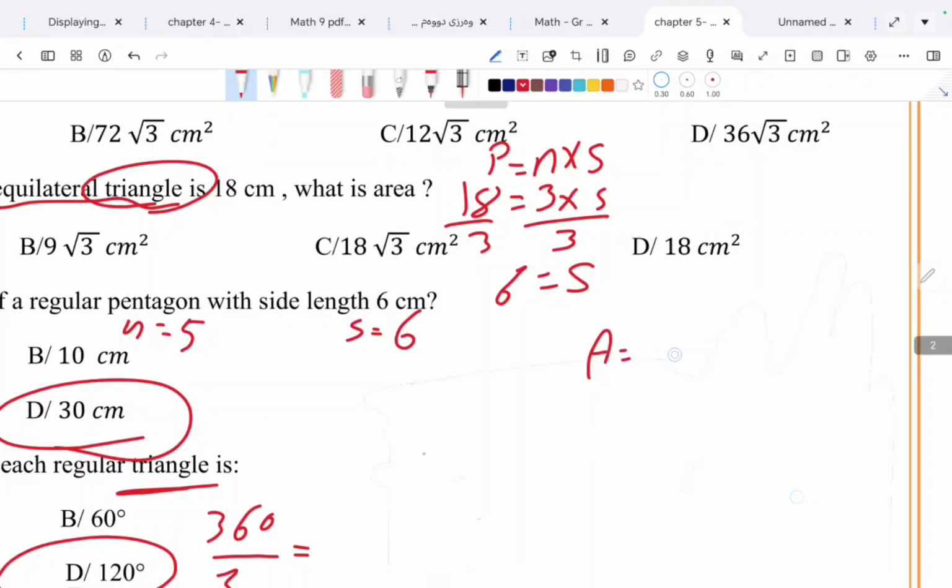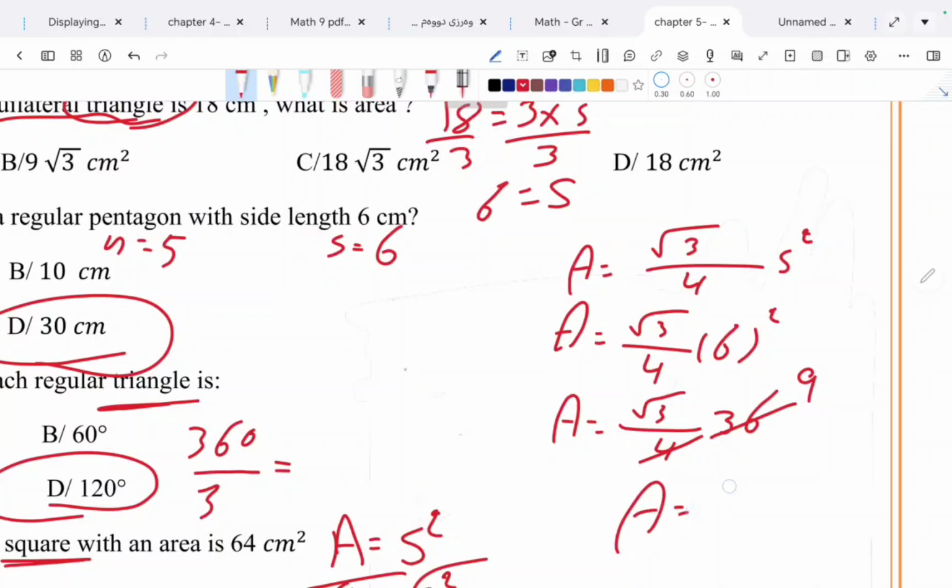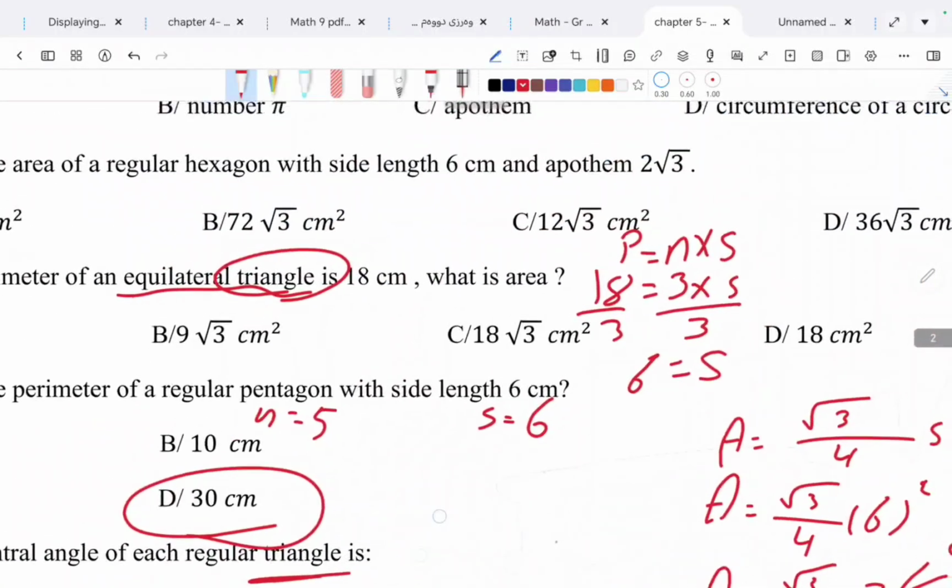Then use the rule of the equilateral triangle. Area equals the square root of 3 over 4 times s power 2. We did it. It is 6 power 2. So area equals the square root of 3 over 4, times 36. Can I simplify between 36 and 4? Yes, it will be 9. So area equals 9 square root of 3.